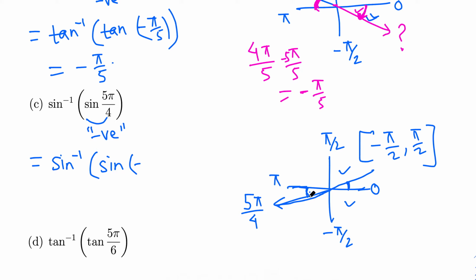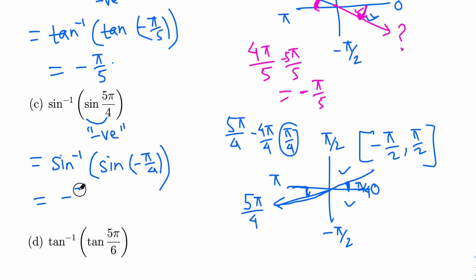We can find this angle, just subtract pi over 4 minus pi means 4 pi over 4. So it's just simply pi over 4. Okay, this is simply pi over 4 here. Now sine and sine inverse action cancel, negative pi over 4. That's the final answer.